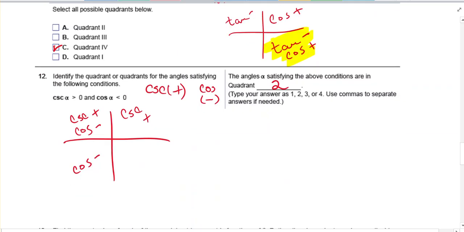Number 12, where is cosecant positive and cosine is negative? Well, cosecant's positive in the first and in the second. Cosine's negative in the second and the third. So quadrant 2 is where both of those things happen.